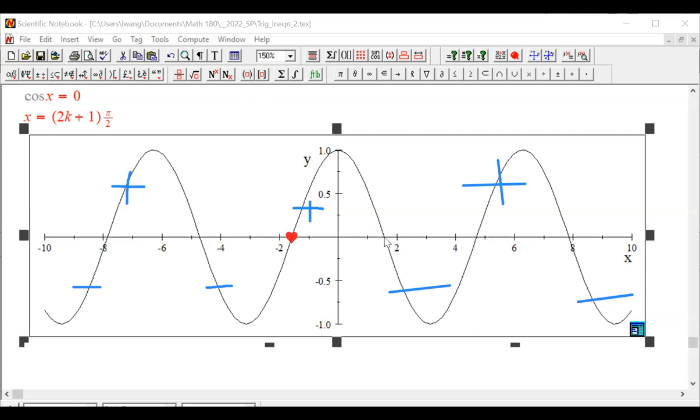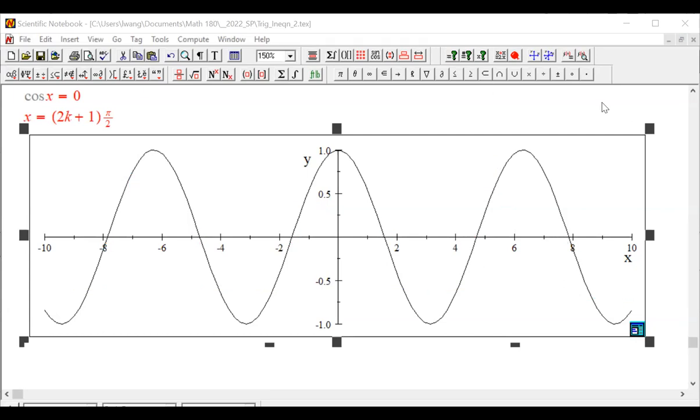Okay, and these places are expressed by x equals (2k plus 1) times pi over 2. Odd number multiples of pi over 2. So that's where the sign change takes place. All right, so that's clear.